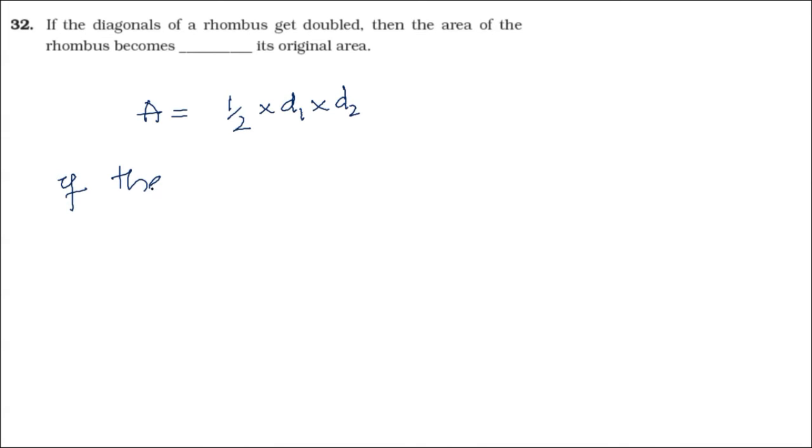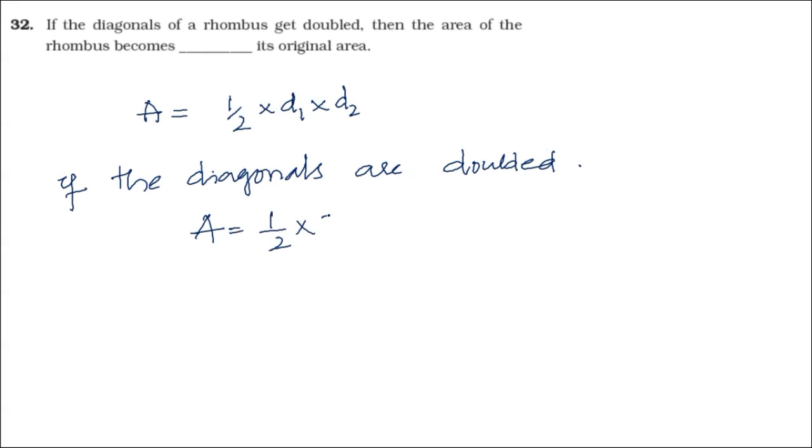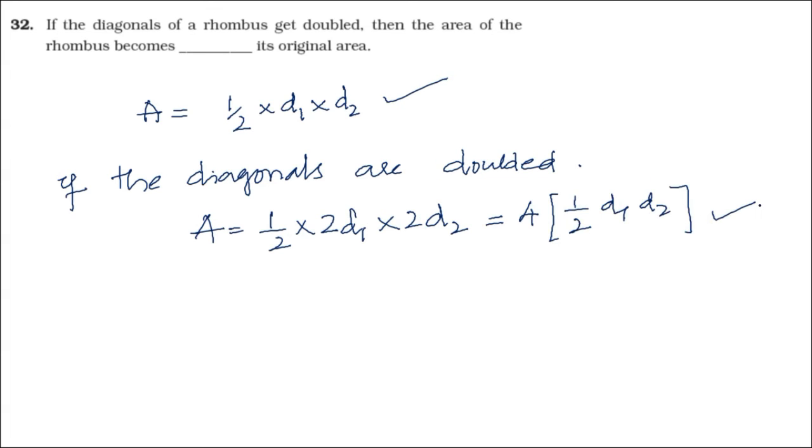Now, if the diagonals are doubled, I need to consider area as half multiplied to, instead of D1, it becomes 2 times D1. Instead of D2, it becomes 2 times D2. So this will be 4 times of half D1 D2. You observe original area and the area now. It is exactly 4 times. So it becomes 4 times its original area.